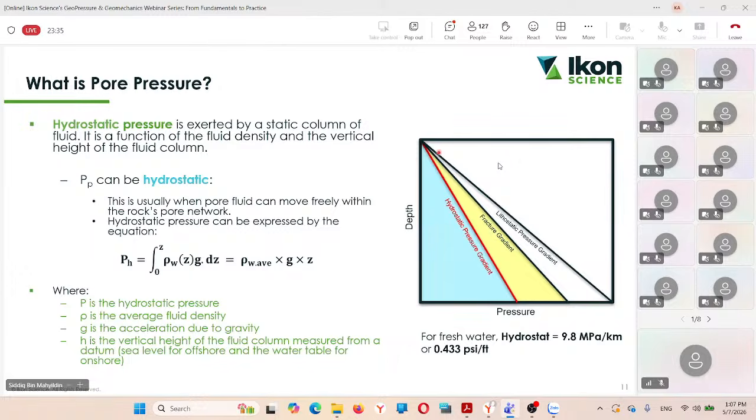We also put the fracture gradient and lithostatic pressure gradient as well. But at the moment, just focus on this hydrostatic pressure gradient, because it's going to be a reference for how we understand our pressure data.